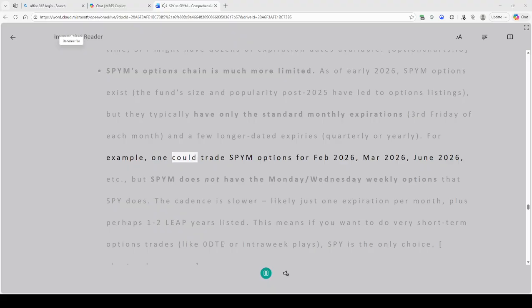For example, one could trade SPYM options for February 2026, March 2026, June 2026, etc., but SPYM does not have the Monday/Wednesday weekly options that SPY does. The cadence is slower, likely just one expiration per month, plus perhaps 1 to 2 leap years listed. This means if you want to do very short-term options trades, like 0 DTE or intra-week plays, SPY is the only choice.